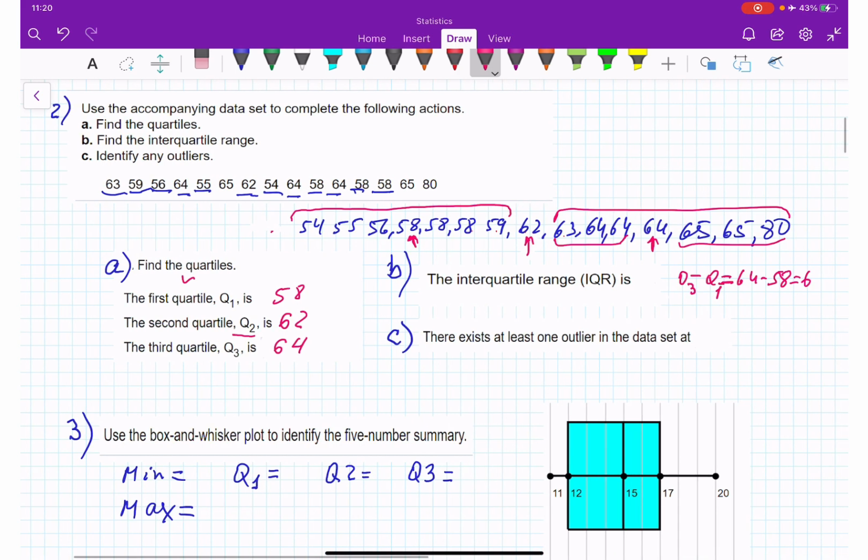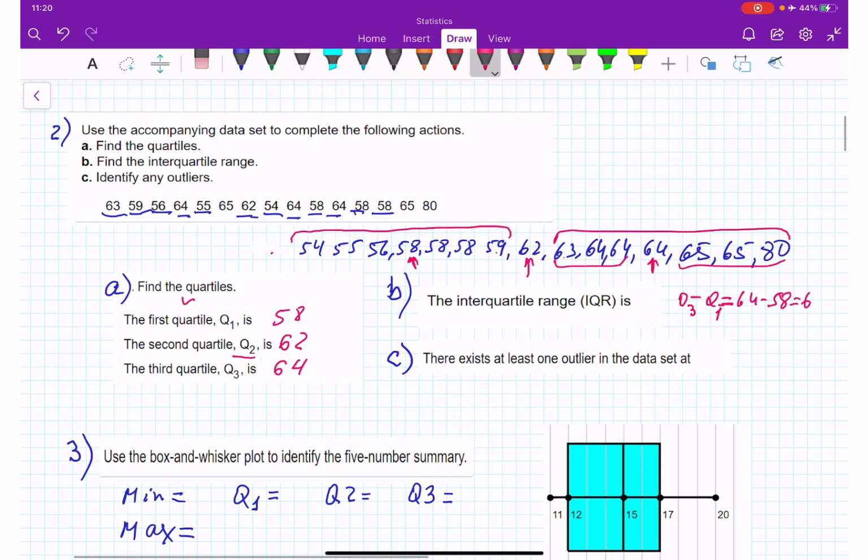And lastly, is there any outlier? So if I look at the data, I'm going from 54, 55, 56, so there is no big distance between numbers, but here 65 and then jumping to 80. To understand what an outlier is, please go to the video. An outlier is one that's standing far away from the set of numbers. So 80 is far away from 65, right? So the outlier is going to be 80. Okay.